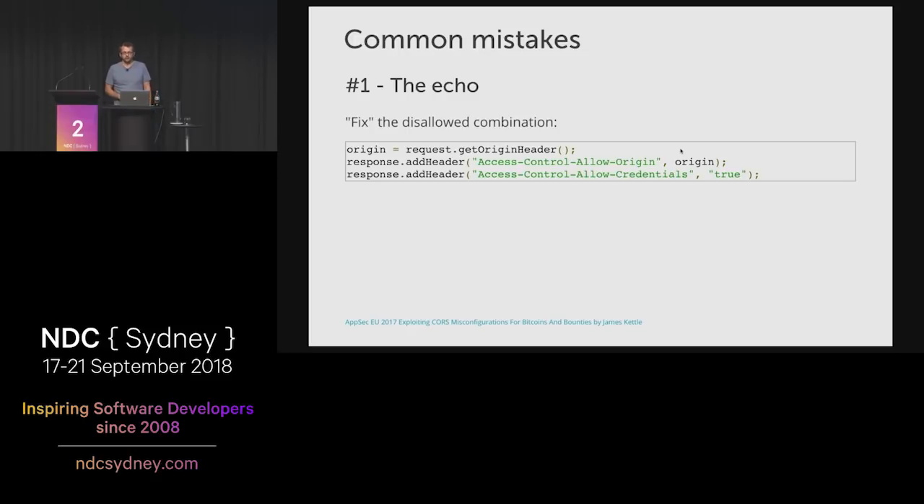So the mistake number 1 is the echo. We grab the origin header that comes in from the client, and we just echo it back as Access-Control-Allow-Origin. So now we have Access-Control-Allow-Origin star, it's just not explicit anymore. So we're just going to echo whatever. So any site on the internet can now steal the data once again. We just circumvented the policy.